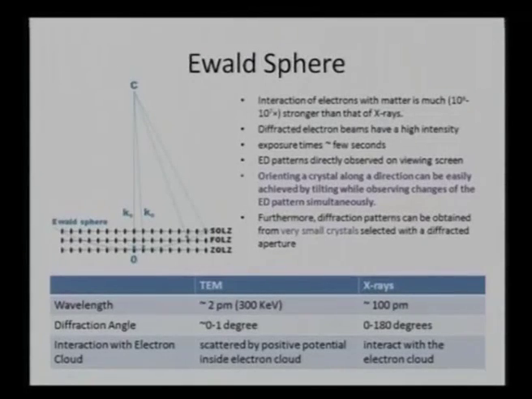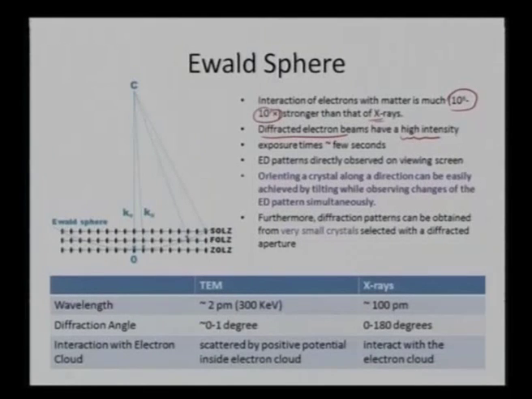What is so beautiful about transmission electron microscopy is that electron interaction with the material is much stronger. It is approximately 10 to the power 6 to 10 to the power 7 times stronger than that of X-rays. So eventually my diffracted electron beam will have a very high intensity.